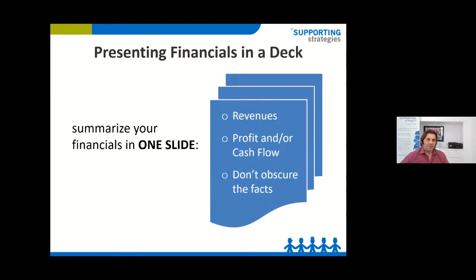Okay, so if you're presenting financials in a pitch deck, you really just need to summarize these kinds of things at a high level. Revenues, profit, or cash flow. Don't obscure the facts. Don't show cumulative revenue.